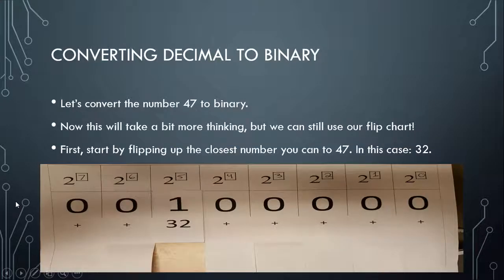Now, when we go the other way, if we're going from decimal and we want to make it to binary, it's a little bit more tricky. Right? It's going to take just a little bit more thinking for us to do. We can't just look at the flip chart, flip a bunch of tabs, and say we're done. We've got to do a little bit more work than that. But we can still use that flip chart.